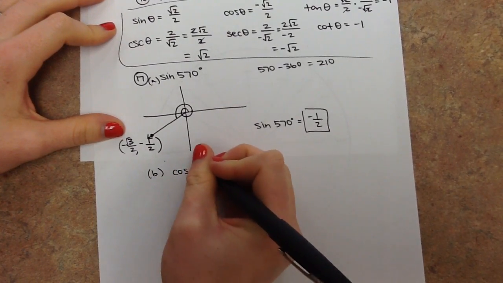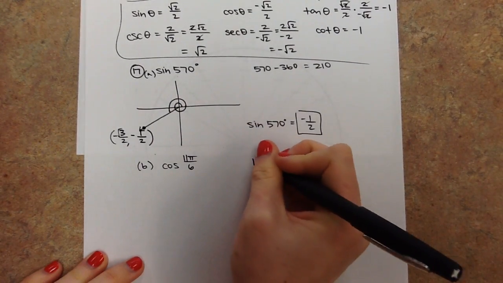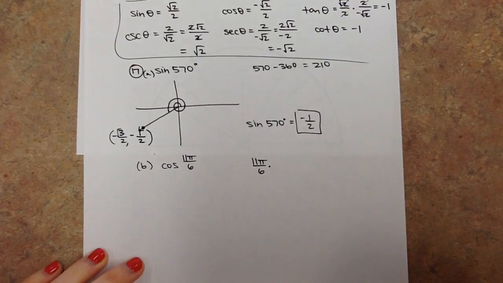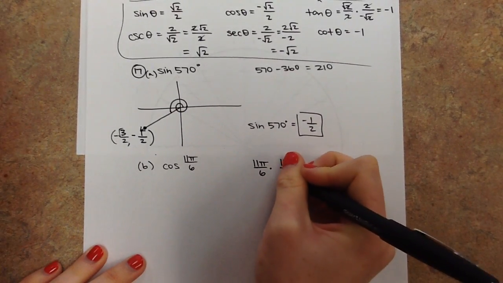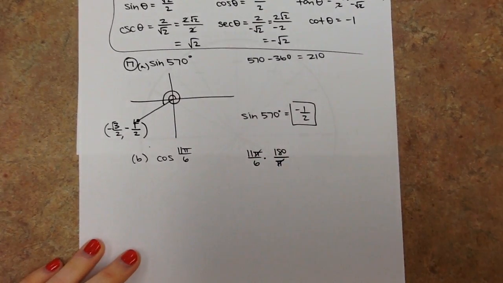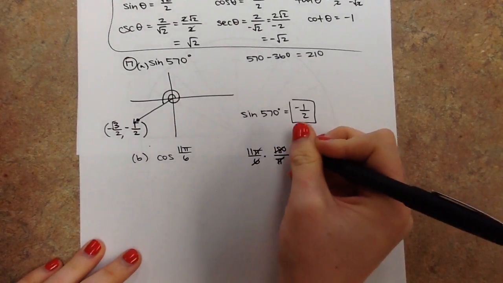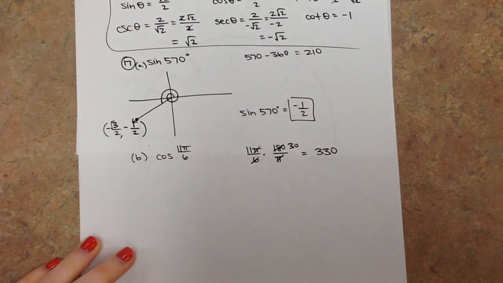Cosine of 11 pi over 6. Okay, so I know a lot of you are still a little bit shaky on the radian measurements. So if you don't know what they are, do that thing from earlier in the chapter where we convert. So we convert back and forth by multiplying by 180 over pi. So to get into degrees where you're more comfortable, you can always feel free to do this. And then 180 divided by 6 leaves you with 30. 11 times 30 is 330 degrees.